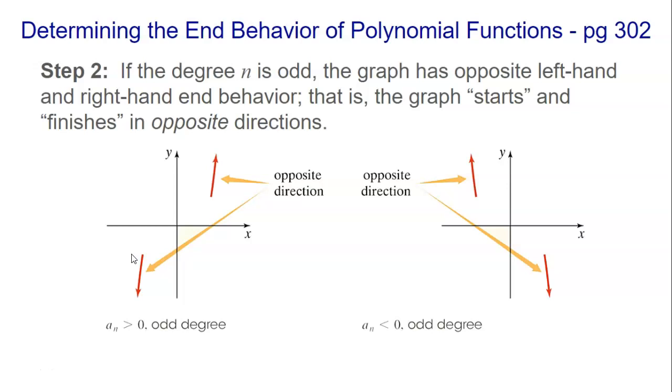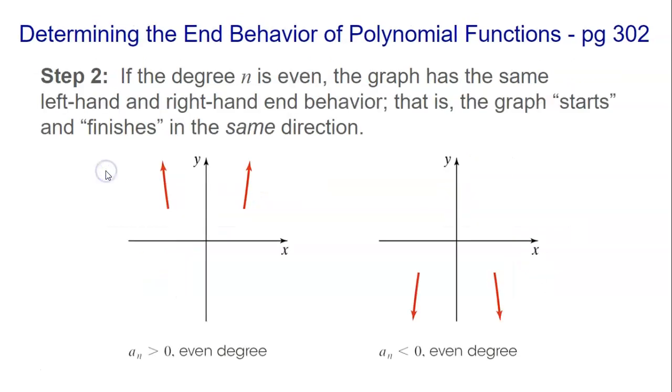For step two, we look at the degree. So if we have an odd degree, like x cubed, x to the fifth, x to the seventh, then it's either going to be one of these two scenarios. It's going to go in opposite directions. It's either going to start low and end high, or it's going to start high and end low. So the graph will start and finish in opposite directions if it's an odd degree.